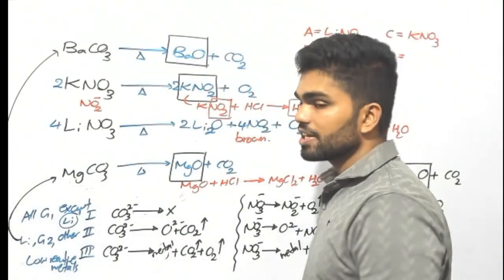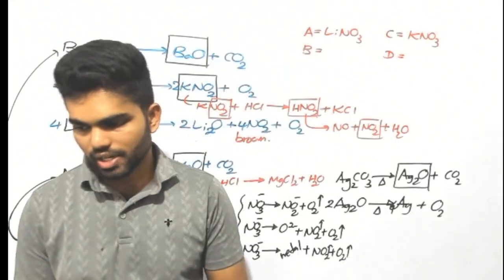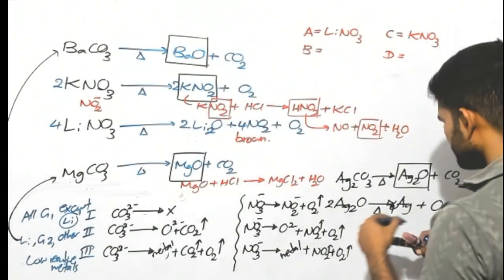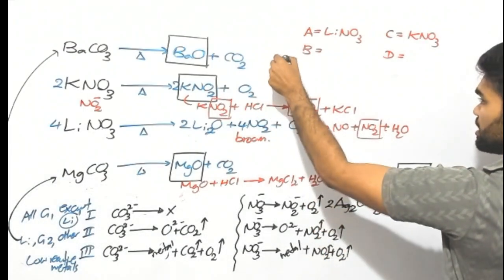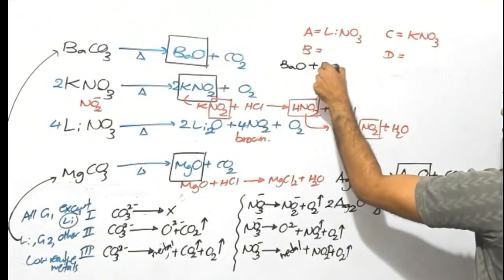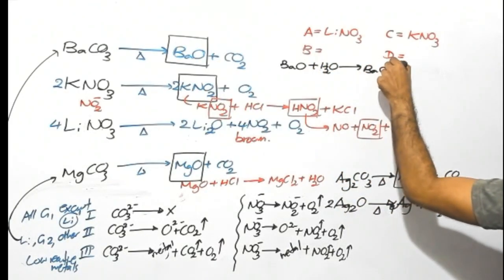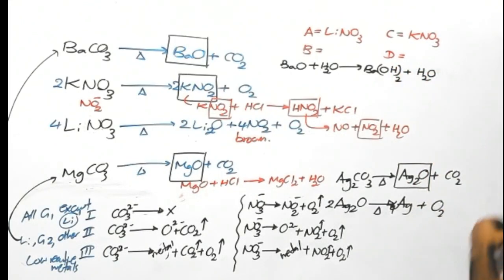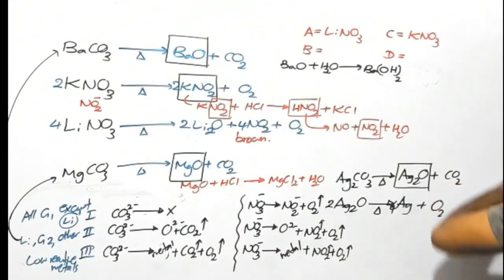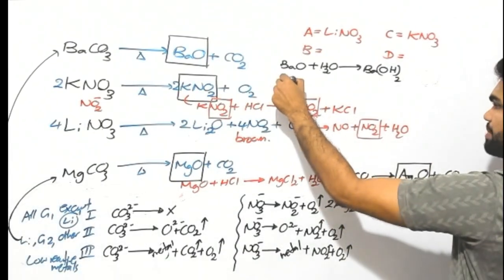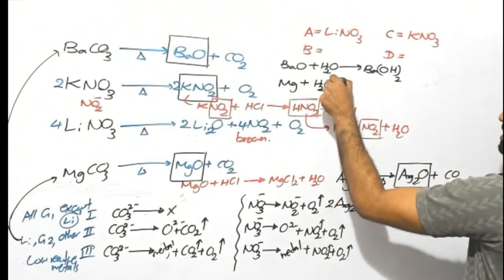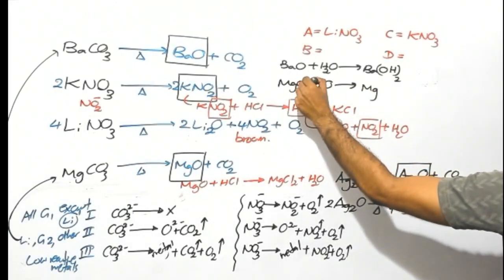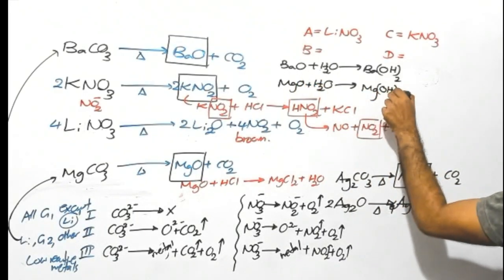For that, we need to check their reactions with water. You understand? We need to check their reactions with water. Now, let's write their reactions with water. If you take barium oxide with water, it is going to give you barium hydroxide only. And if you take magnesium oxide with water, this is a very good question, it is going to give you magnesium hydroxide compound.